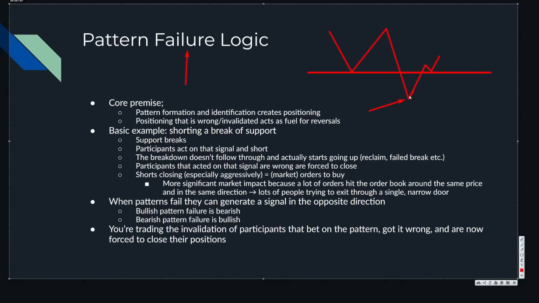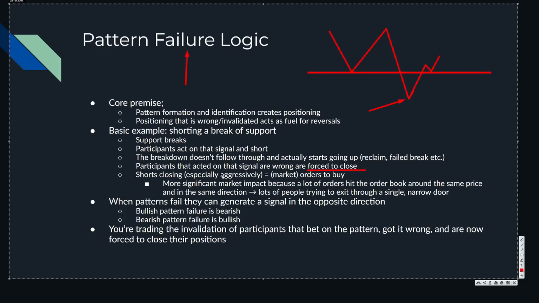And crucially, that act of the pattern failing is what causes those traders who shorted it in the first place to make a decision. And usually that decision is to close the trade. So participants that acted on that signal, in this case the short, are wrong and are forced to close. This is very crucial. What does it mean to be forced to close a position in this context?